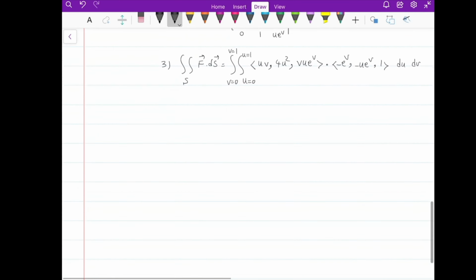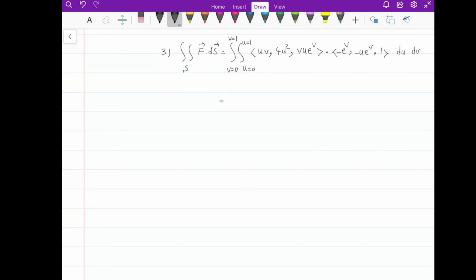Okay, let's find this dot product here. It would be uv times negative e^v, minus 4u cubed e^v, plus uv e^v, du dv. These two would cancel. Okay, so I have 0 to 1, and I'm going to take this integral with respect to u first.